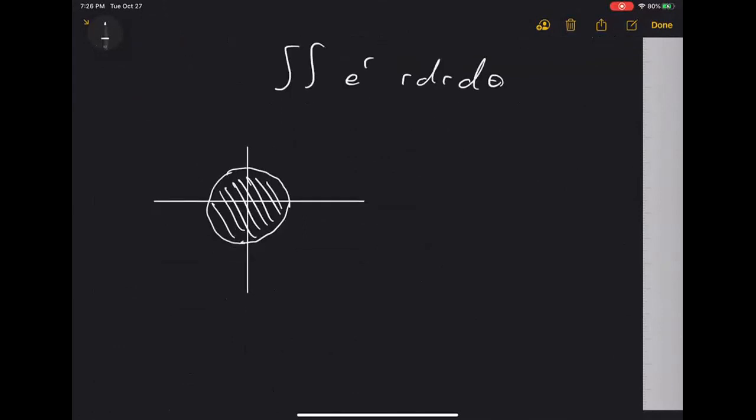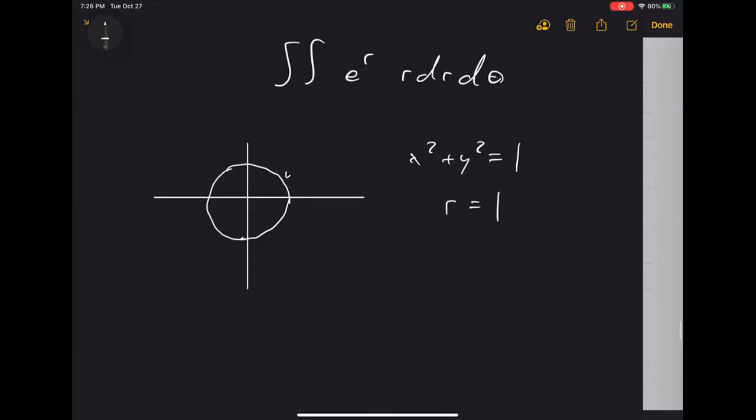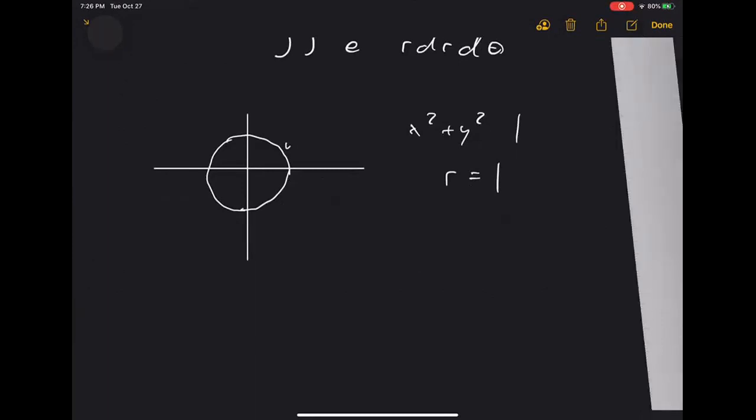Well, how do I write this region in polar coordinates? Let's see, how do I write the circle? Just the circle itself, not the region. In Cartesian coordinates, it's x squared plus y squared equals 1. In polar coordinates, it's just r equals 1, right? So if my region is x squared plus y squared less than or equal to 1, then it's r less than or equal to 1.